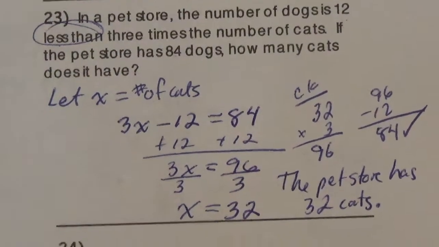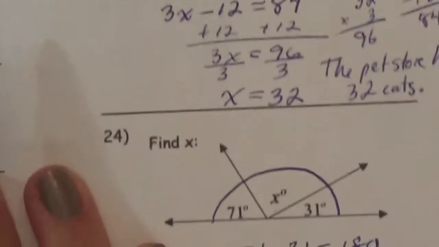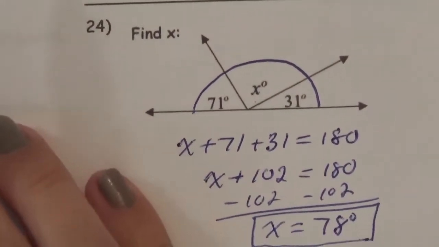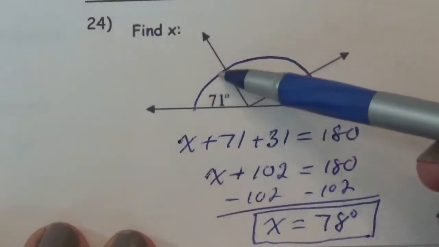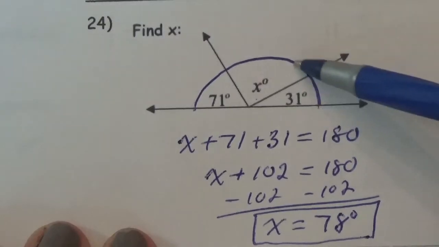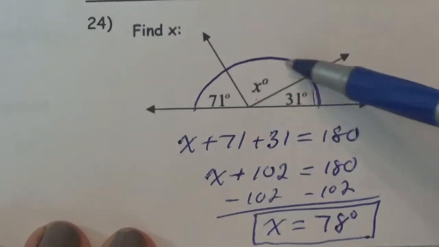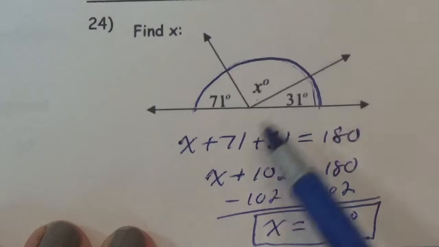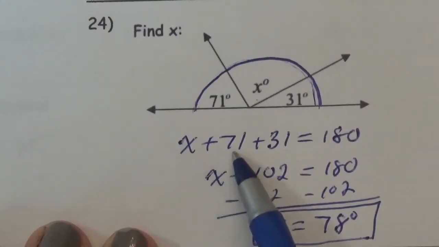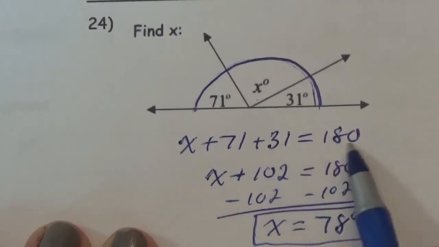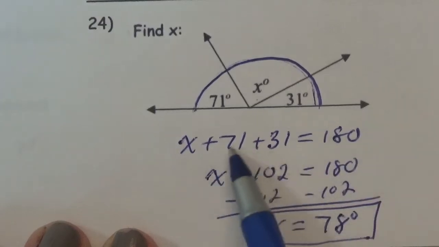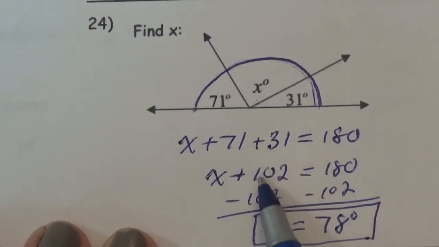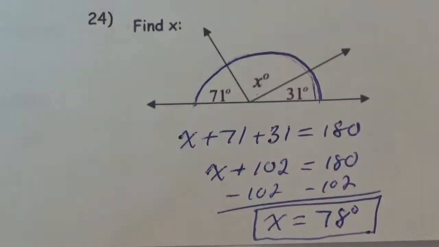All right. And then last one here. Ooh, this is just what we were doing. Can you tell that these 3 angles together, all 3 together, would equal 180? Right, there's your half circle. So I made an equation. X plus the 71 plus the 31 is 180. Add the 71 and the 31 together, I'm at 102. And then I just subtract the 102 to get my answer, 78 degrees.